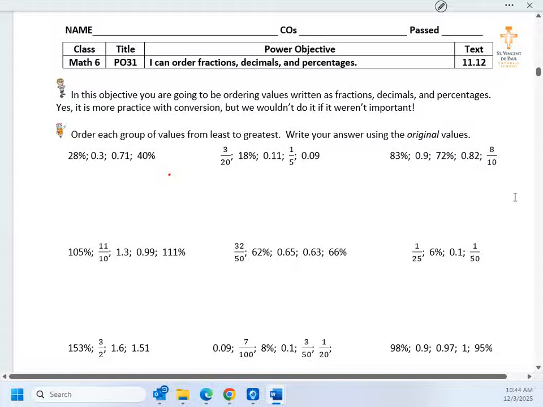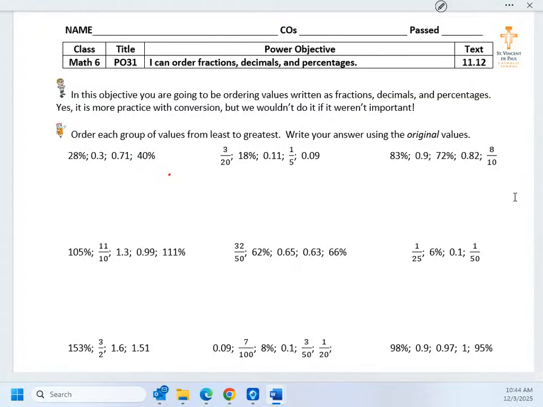Good morning. Today we are continuing on with those fractions, decimals, and percentages. We are putting together what we learned in the last two objectives to work on this one. All right, so we've learned how to convert between all three of them. In this objective, we're going to be ordering the values from least to greatest with those fractions, decimals, and percentages. It's more practice with that converting that we have done in the previous objectives, right? So we need to know how to make them all the same so we can compare them.